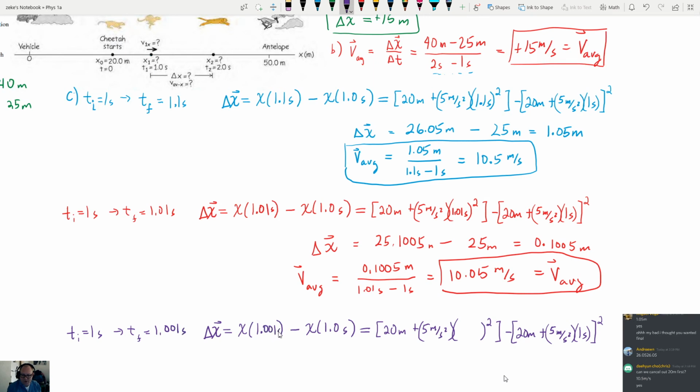Does anyone want to make a prediction in the chat before we actually do it? Okay, you already calculated. I was going to ask if anyone wants to make a prediction about what was going to happen. Because you can kind of see the pattern here, right? So 10.5 became 10.05, you got a 0 in between, right?